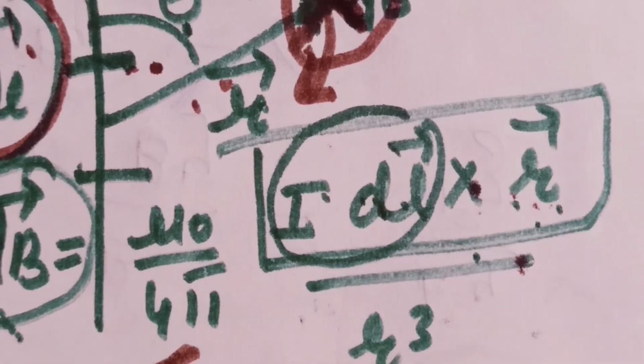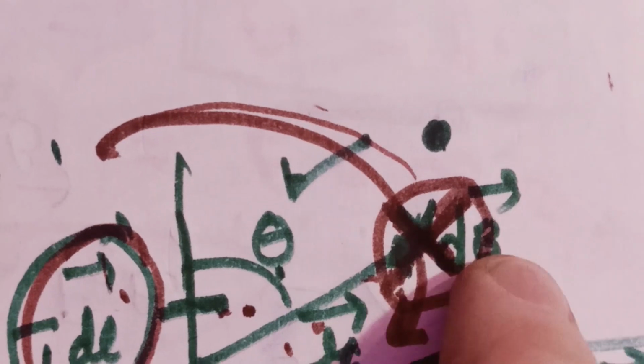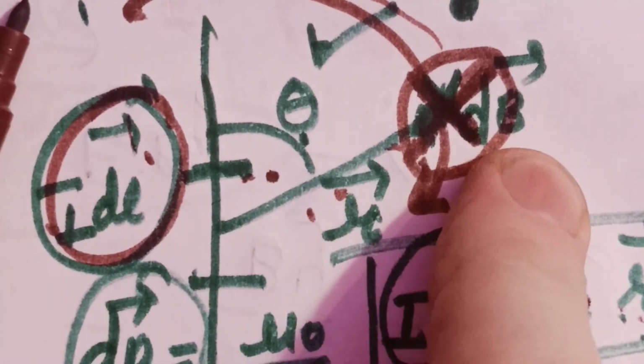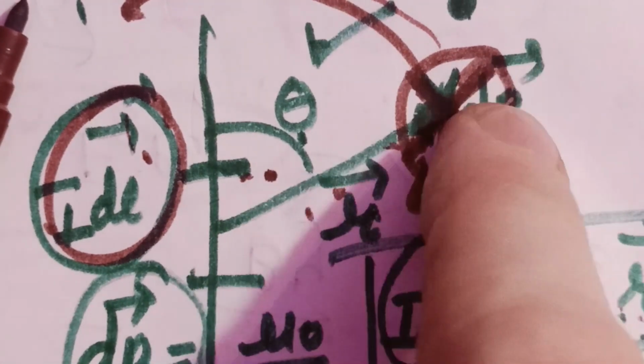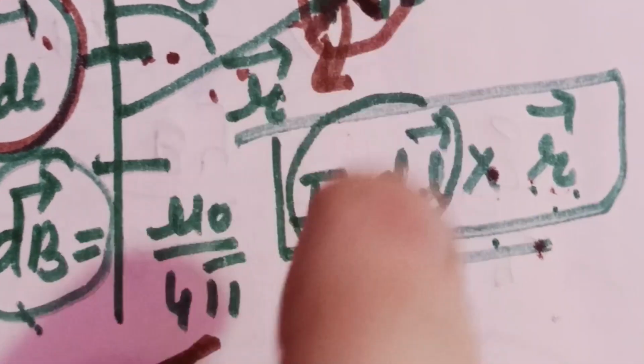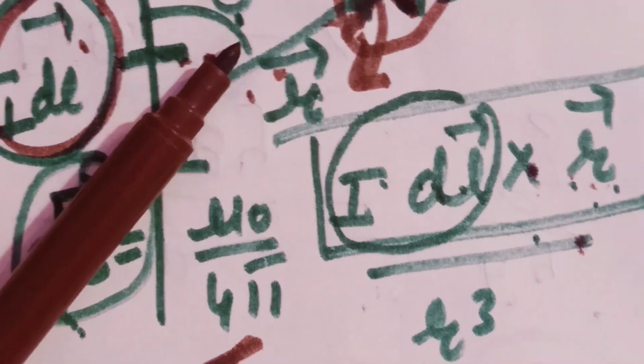You may use the right hand thumb rule for finding the direction. That will tell you the direction of the magnetic field here because of the current element. So this is all about Biot Savart Law.